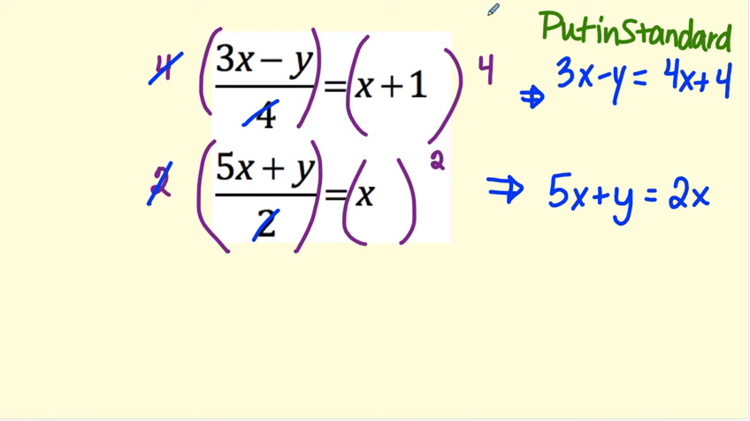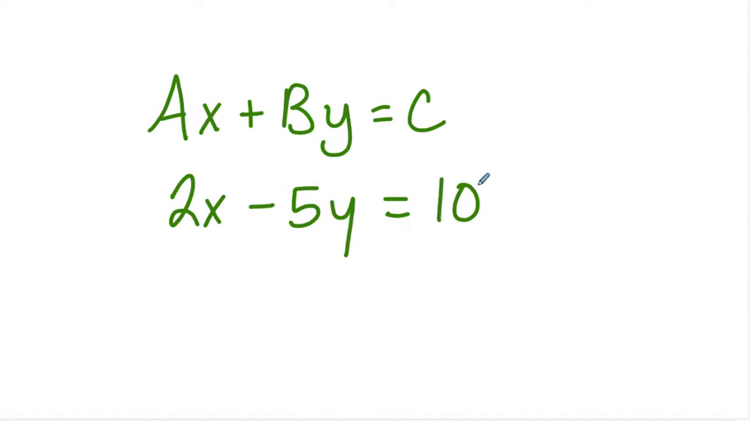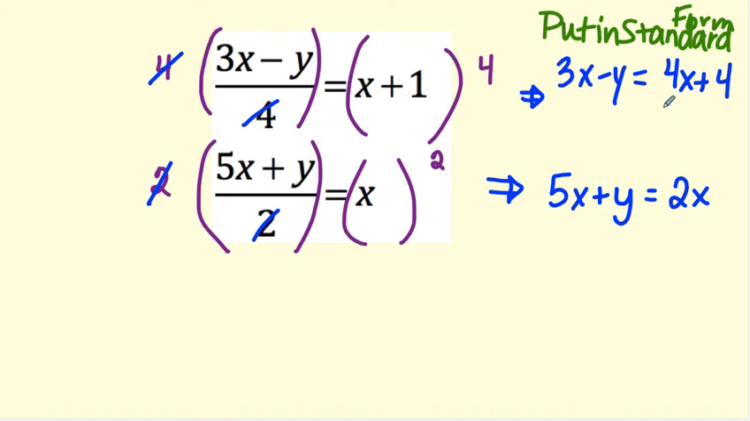Standard form, Coach Fred, what in the world is that? Let me remind you. Standard form of a linear equation is ax plus by equals c, so something like 2x minus 5y equals 10. That is standard form. The x's and y's are on one side. The constant is on the other. Okay, so that's my goal. All right, so I'm going to do that. How am I going to do that?